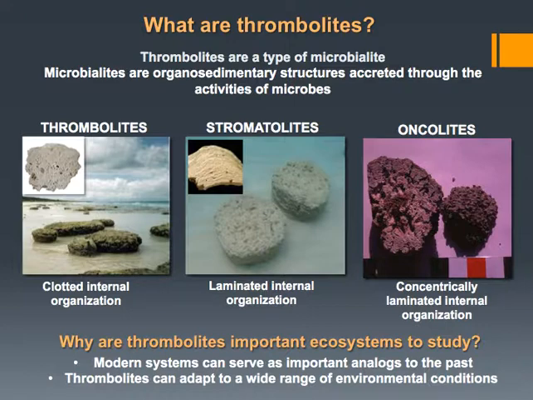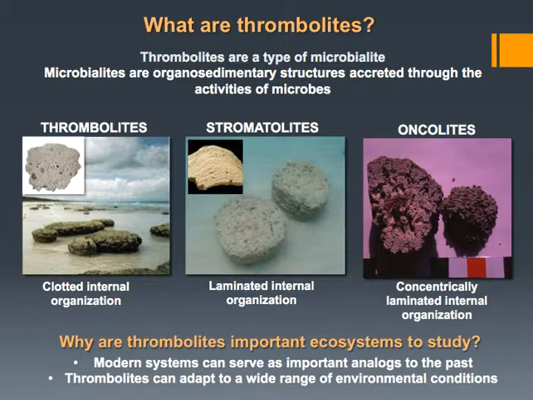So why should you care about thrombolites? Why are these important ecosystems to study? Well, for the modern systems, there are living examples all throughout the globe, but they're a little more rare than the stromatolites. But the modern systems can be like a window into the past. They can help us understand that if a living ecosystem can survive today, maybe it was able to survive under similar conditions in the past. So they're what we call an analog into the past.